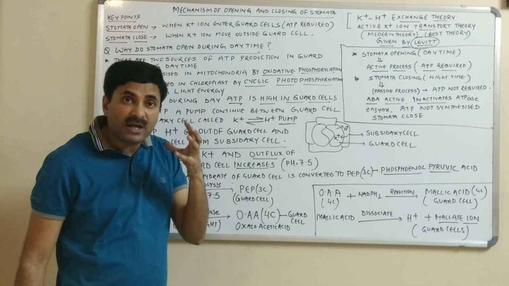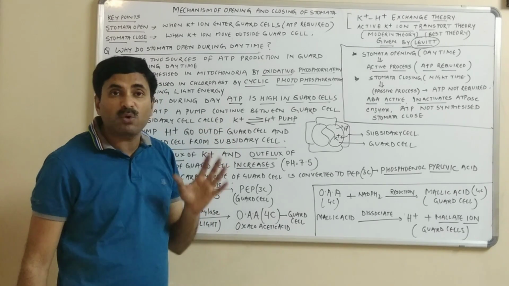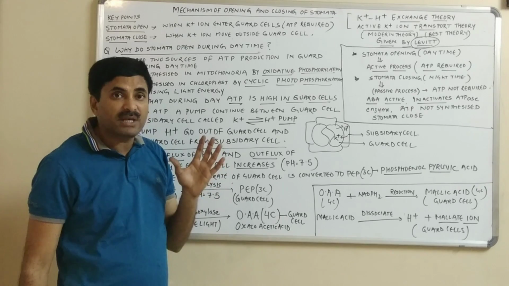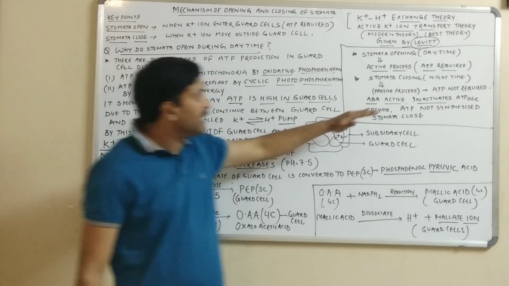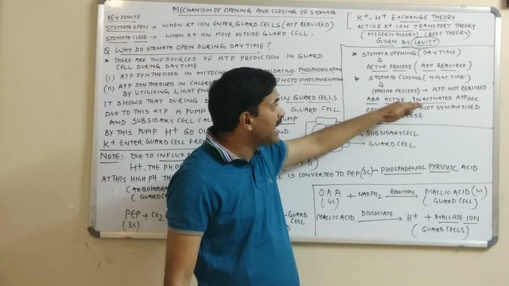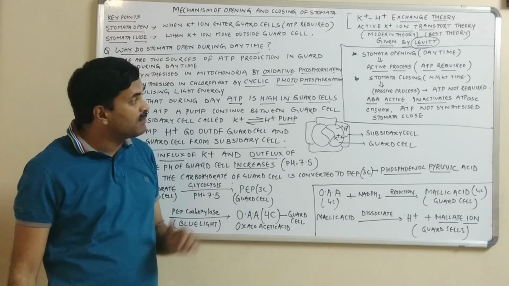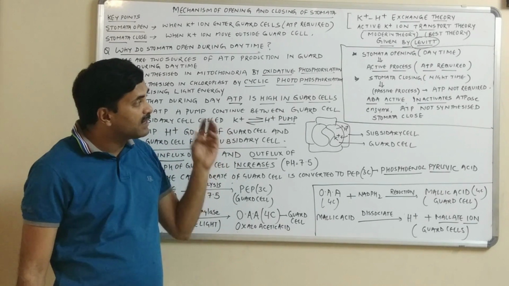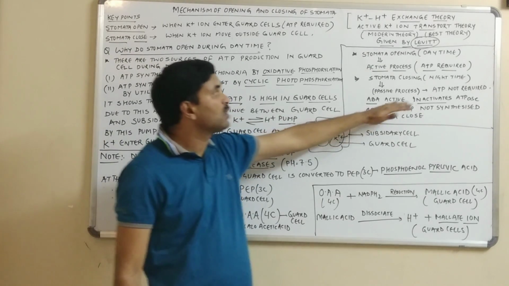Also, there is the regulation by a hormone in stomatal closing, and that is called ABA, the abscisic acid. This abscisic acid is active, and it inactivates the ATPase enzyme, due to which ATP is not synthesized and the stomata close.